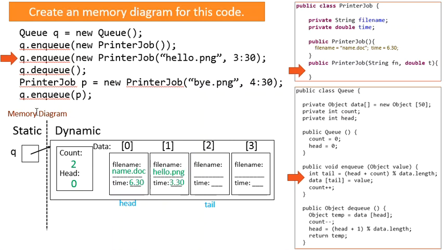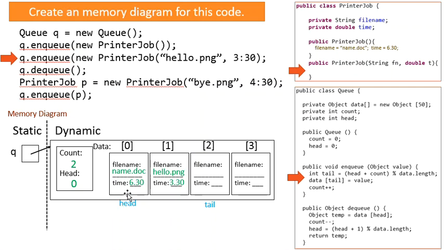Good. Now we're going to dequeue. And when we dequeue, what's going to happen is we go to the head position. That gets returned to the user. We don't actually delete it because it will get deleted later on when we save something on top of it. So we actually leave it right there in the queue.